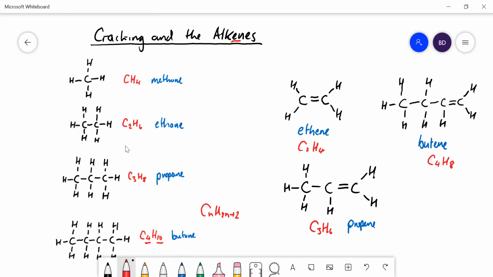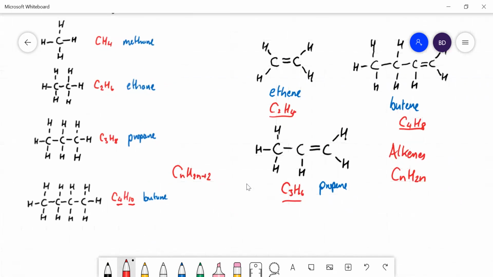So if you want to look for a general formula for alkenes, then you can probably see, if you look at them, the ratio of carbons to hydrogens is always CnH2n. Okay, so there's another family of hydrocarbons, and you may think just having a double bond doesn't make much difference to their properties, but it does, as we'll see in later videos. It makes them more reactive than alkanes.